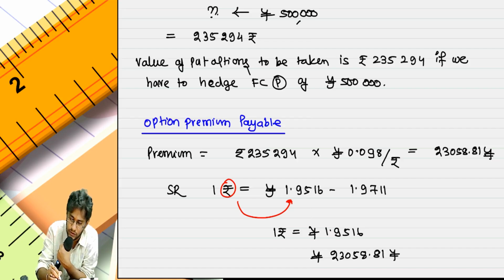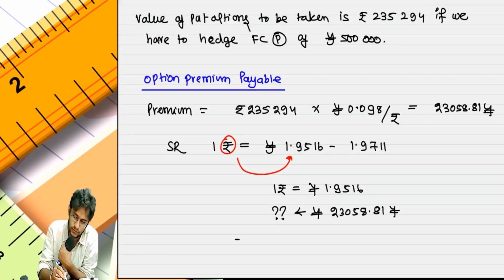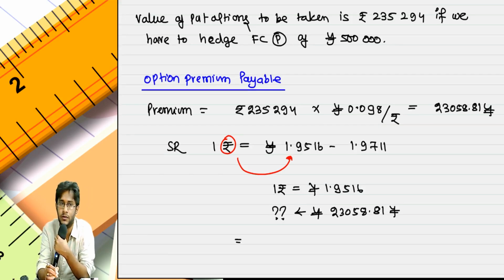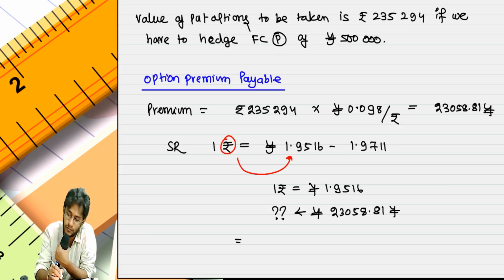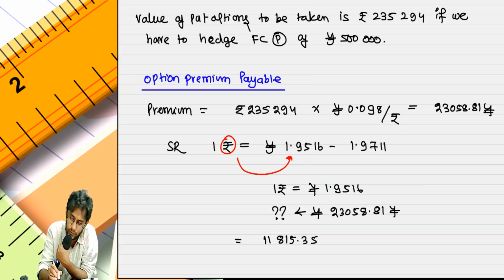Sir, without practicing you are taking extremely high risk. Sort this out. 11,815.35. What is this now? Rupees. This is your outflow today.